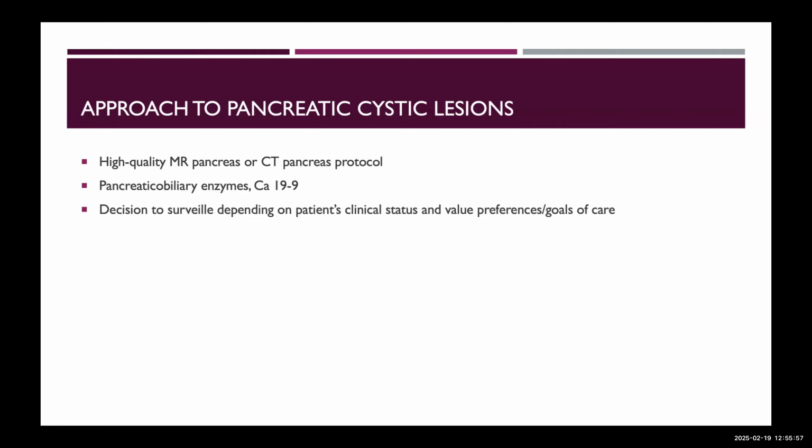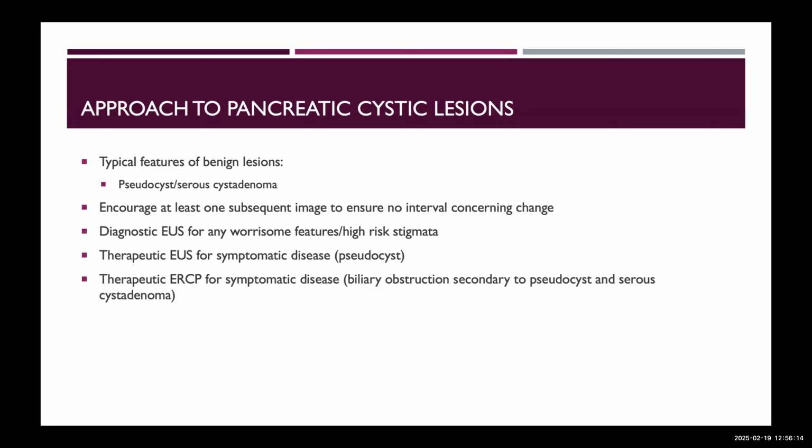So for a moribund 90-year-old individual with an IPMN, have a thoughtful discussion with family, but generally speaking, these are individuals that you probably should not survey because the common endpoint, which is surgical resection, is probably not an option for these individuals. So for pseudocysts and serous adenomas, I would encourage at least one subsequent image so there are no interval concerning features. EUS if there are any worrisome features, therapeutic EUS for symptomatic disease, so your pseudocyst or gastric outlet obstruction, and then therapeutic ERCP for symptomatic disease, including biliary obstruction.